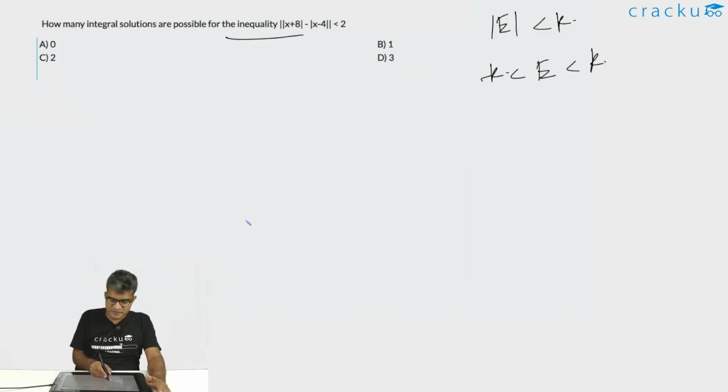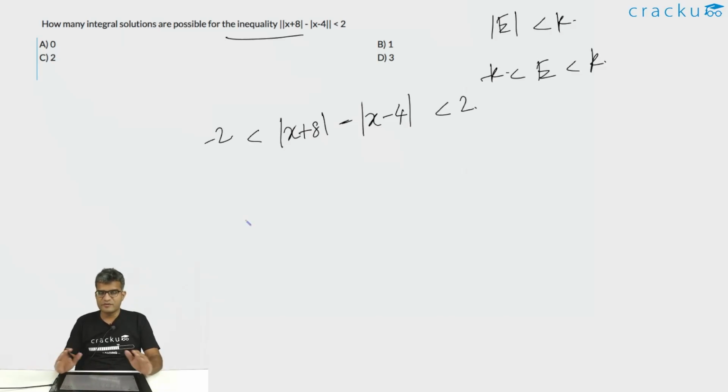So in this particular case, we want modulus of x plus 8 minus modulus of x minus 4 to lie between 2 and -2. We have removed the outer modulus. Now to remove this inner modulus, we need to have an idea about where the value of x will be. There are two inflection points over here. This is when x is equal to 4 and this is when x is equal to -8.